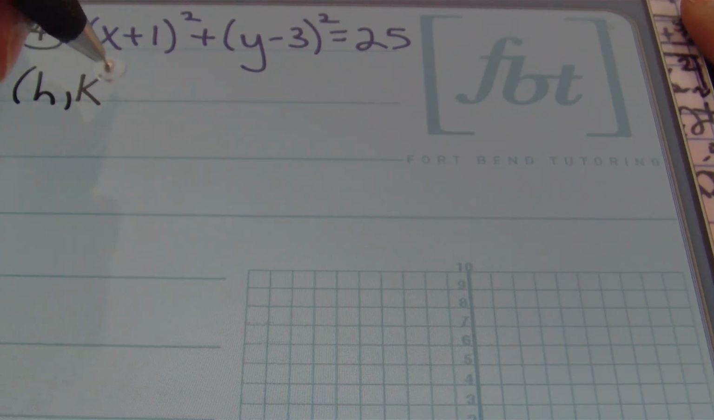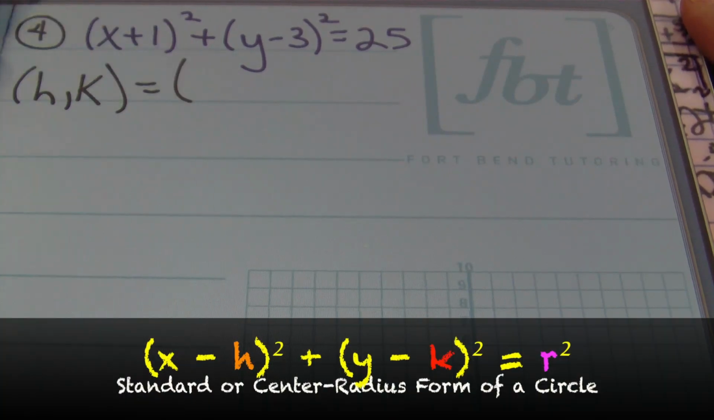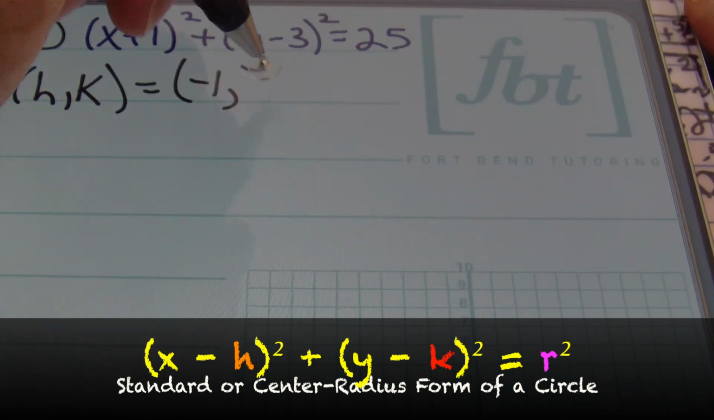What is our center? What's that HK? So remember, we're going to always take the opposite value of what you see inside the parentheses there. Since I have a positive 1 in that first set of parentheses with that x variable, I need a negative 1. And what value do I need from that second set of parentheses? What am I taking out of that? Yeah, I'm taking out a positive 3.